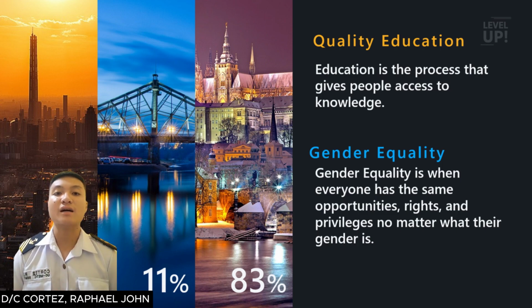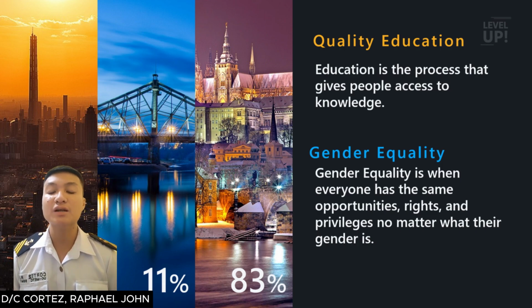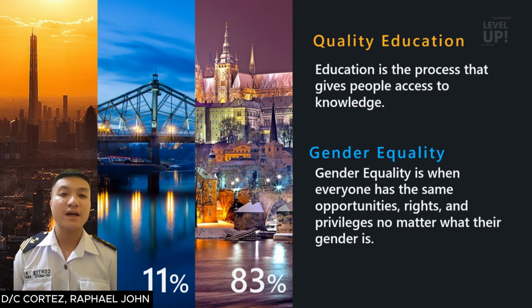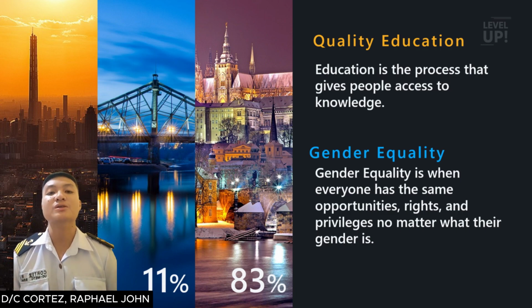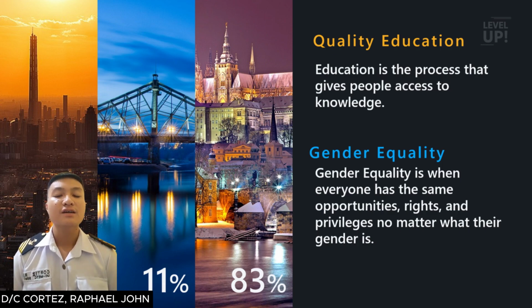gender equality is a top priority as a sustainable development goal for the United Nations because it recognizes the importance of equal rights and opportunities for all genders in achieving sustainable development. It also aims to empower women and girls, reduce inequalities, and create a more inclusive and prosperous society. So that's the fifth Sustainable Development Goal of the United Nations, gender equality.